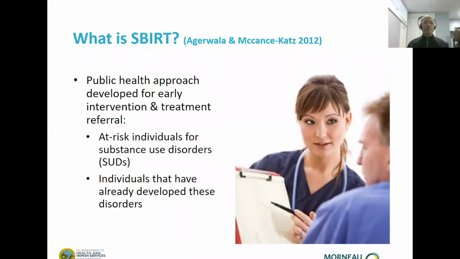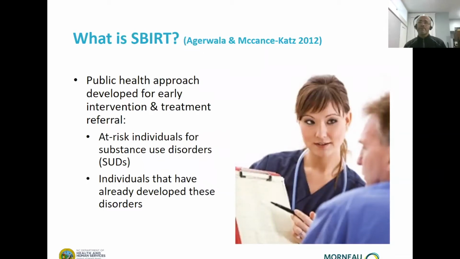So, what's the purpose and why was it developed? Well, it's a public health approach developed for early intervention and treatment referral, to screen for at-risk individuals for substance use disorders, and to refer folks who needed treatment to treatment. It was a systematic, standardized process, if you will, with evidence-based tools.